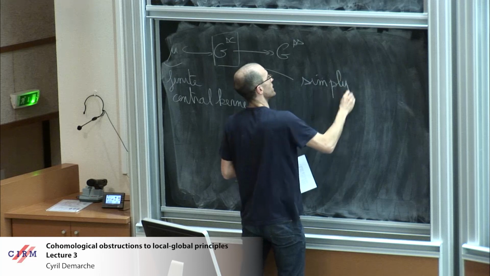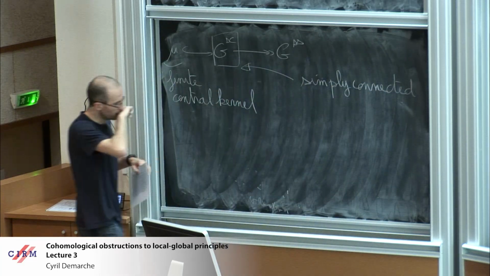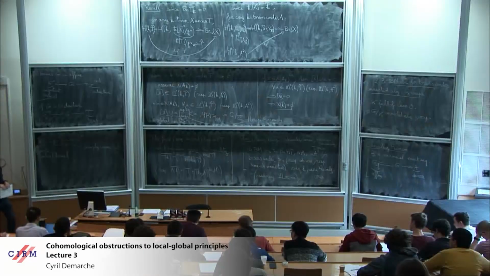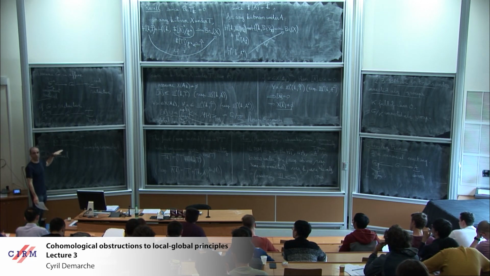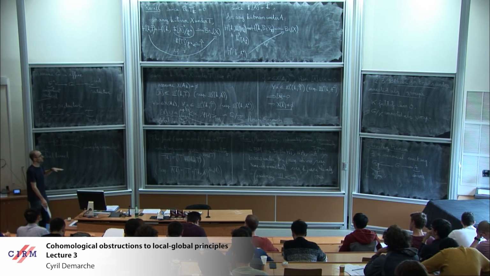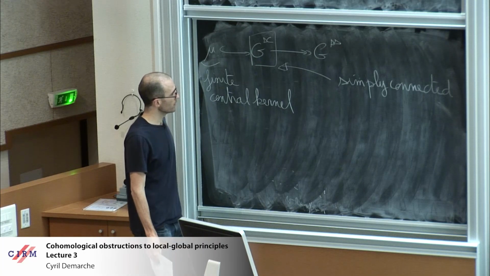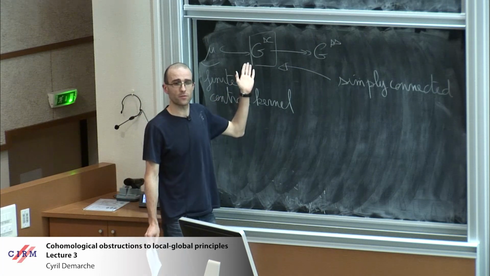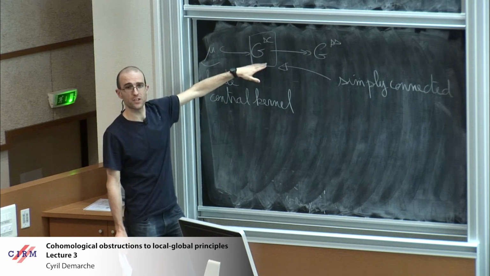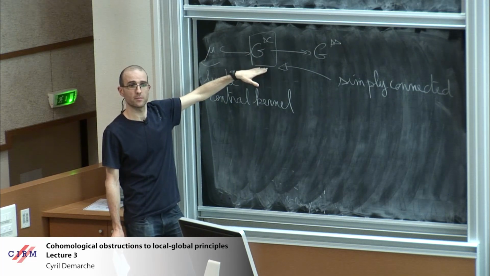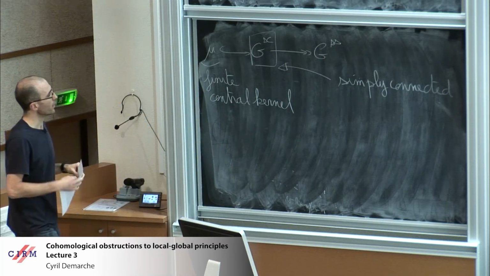And what does simply connected mean? So here in characteristic zero, it means that the etale fundamental group of G_k-bar is trivial. In positive characteristics, this is not equivalent. And it can be phrased also in the language of algebraic groups. So any isogeny above G^sc is an isomorphism. Okay, so it can be stated uniquely in terms of algebraic groups this way.